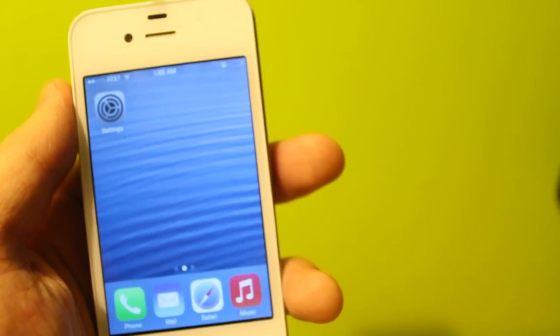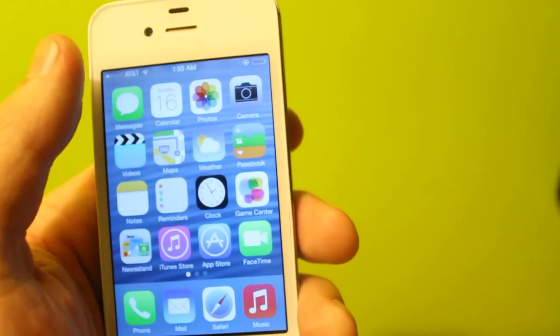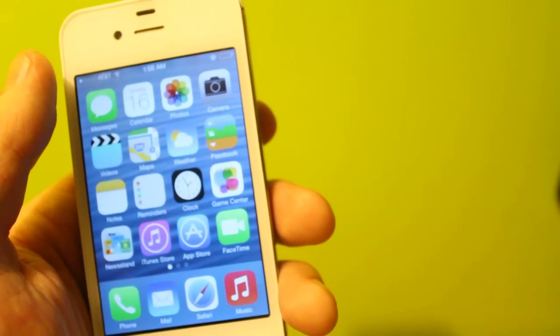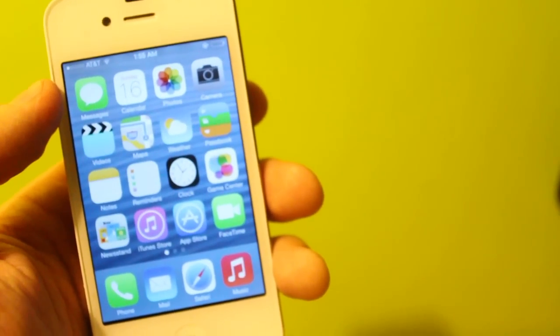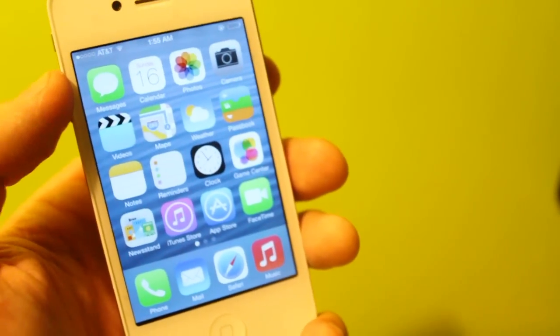Real quick. If you don't know how to get iOS 7, I mean, there's a lot of conflicting information about iOS 7. People are trying to charge like $5, $10, $20 for you to register your UDID. Apple wants you to pay $100 to become a developer. In order to get it, you don't have to do that. It's so easy, so incredibly easy.